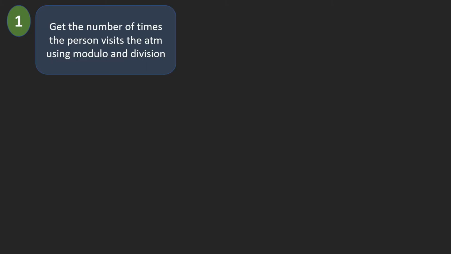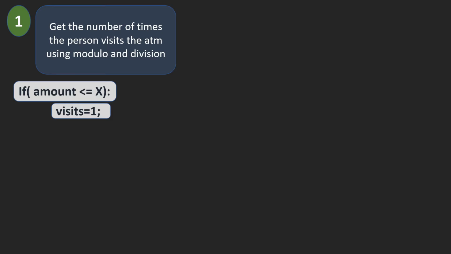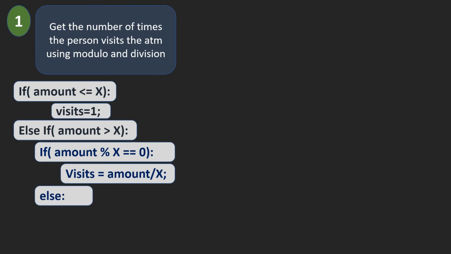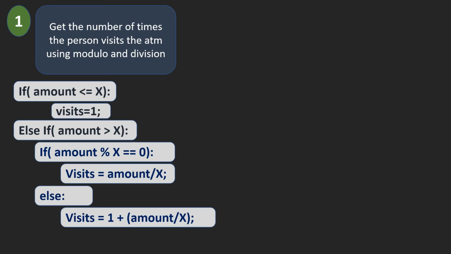First step. If amount is less than X, then visits is 1. If the amount is greater than X, then check the modulo of amount and X. If it is 0, then visits will be the division of amount and X. If it is not 0, then visits will be 1 plus the division of amount and X.